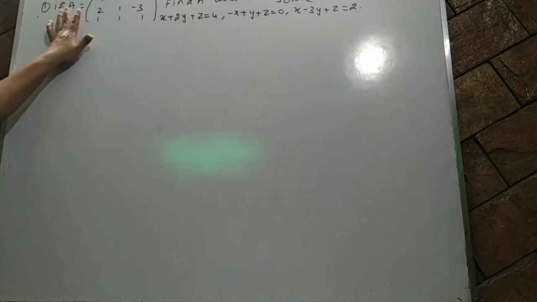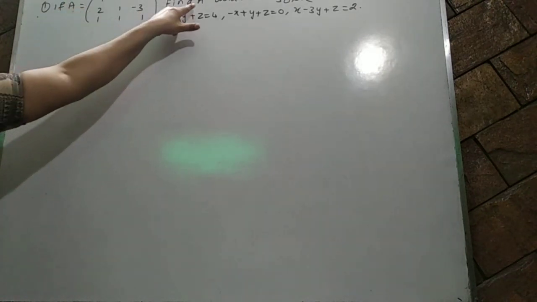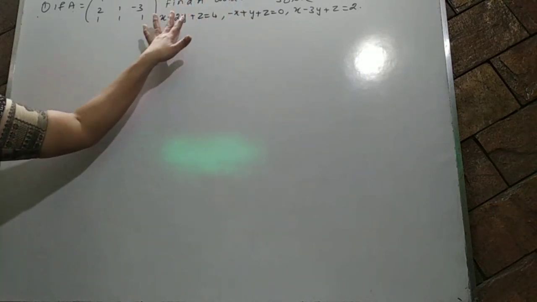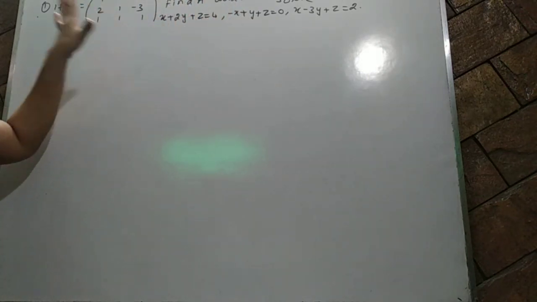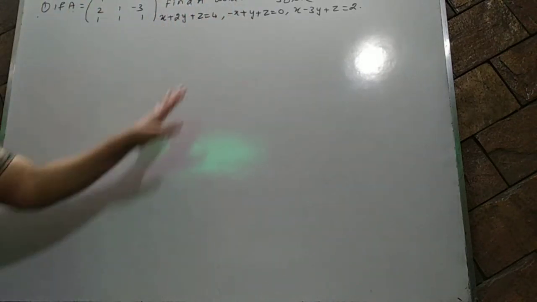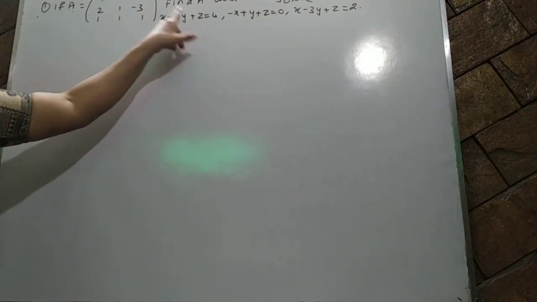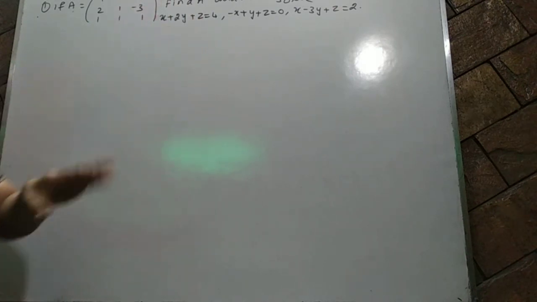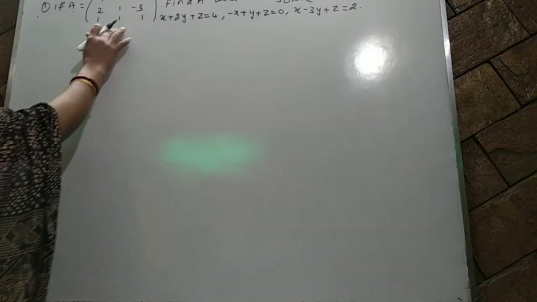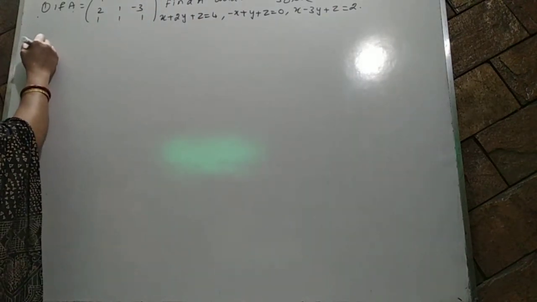Now see, listen. If matrix A is given as this, find A inverse and hence solve the equation. Means first you have to find A inverse, don't touch the system, and then solve this equation using this A inverse. So first, for finding A inverse, we have to find the determinant of A.